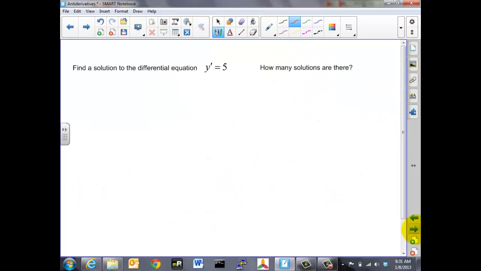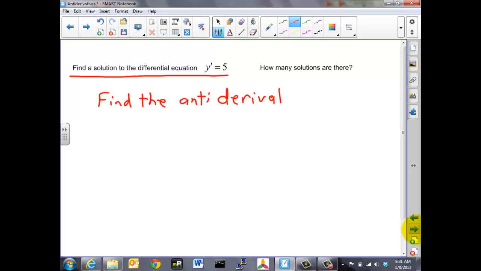Find the solution to the differential equation y prime equals 5. That's got a lot of words in it, and it just basically means find the antiderivative. That's all it's asking. Well, what's the antiderivative? y equals 5x plus c.